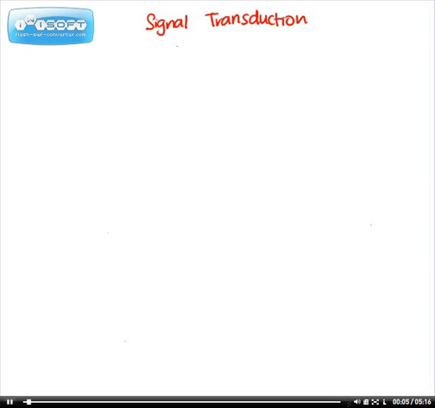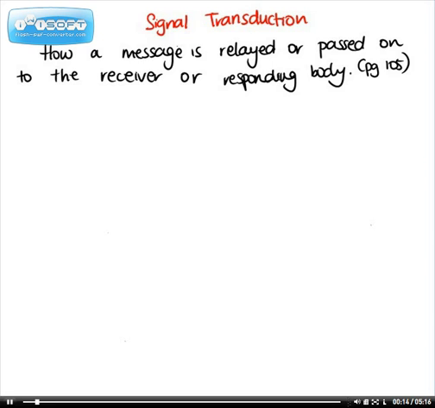Understand communication inside your body, and specifically how messages get to cells and create a response. In your textbook, signal transduction is defined as how a message is relayed or passed on to the receiver or responding body. Like most textbooks, this seems a little bit more complicated than it needs to be. All signal transduction is looking at is how a message is detected and transferred to elicit a response that is necessary.